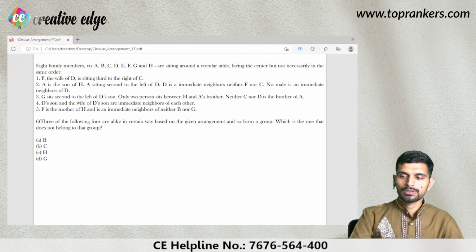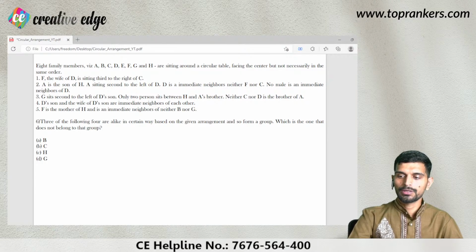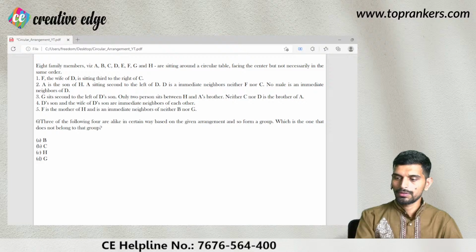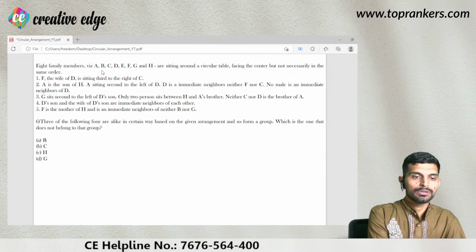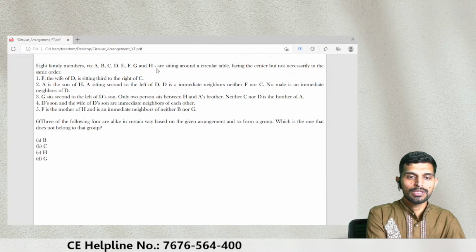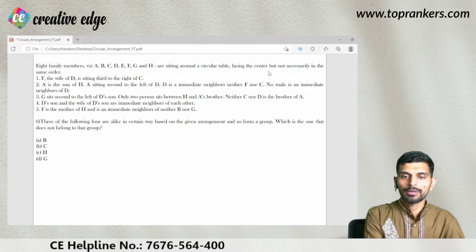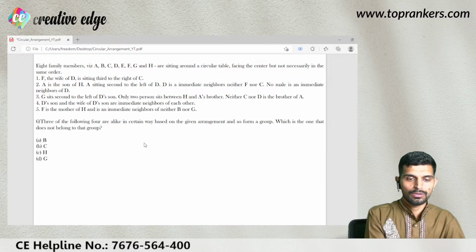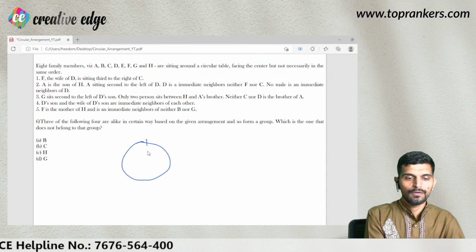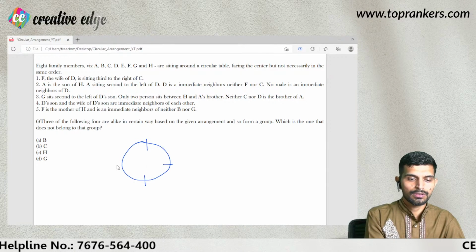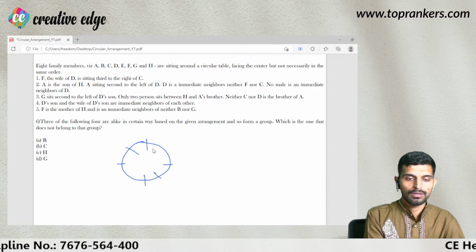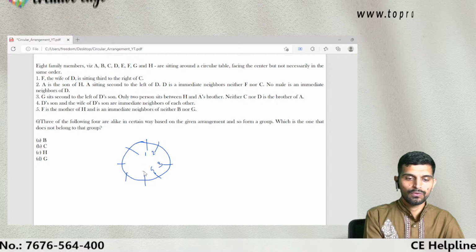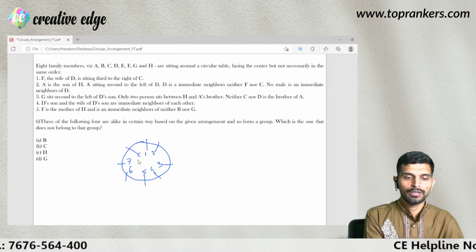Eight members in a family, that is A, B, C, D, E, F, G, H, are sitting around a circular table facing the center but not necessarily in the same order. So here again we have eight members: 1, 2, 3, 4, 5, 6, 7, and 8.